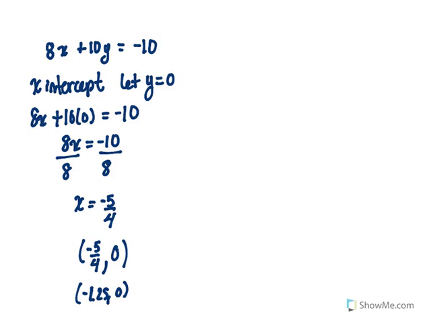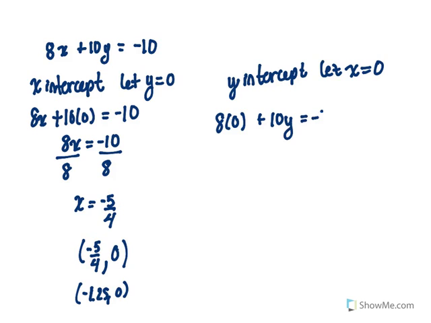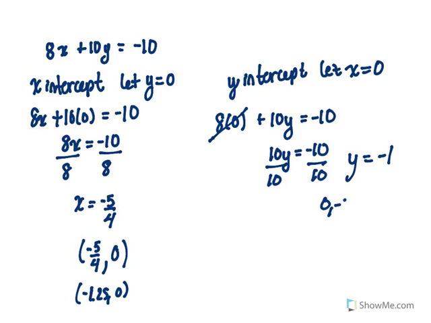Now, to solve for y, when we have a y-intercept, you're going to let x equal 0. So we're going to do 8 times 0 plus 10y equals negative 10. All right? So this means anything times 0 is just 0. So I have 10y equals negative 10. And I divide by 10 on each side. So y is equal to negative 1. So the point we are going to do is 0, negative 1.